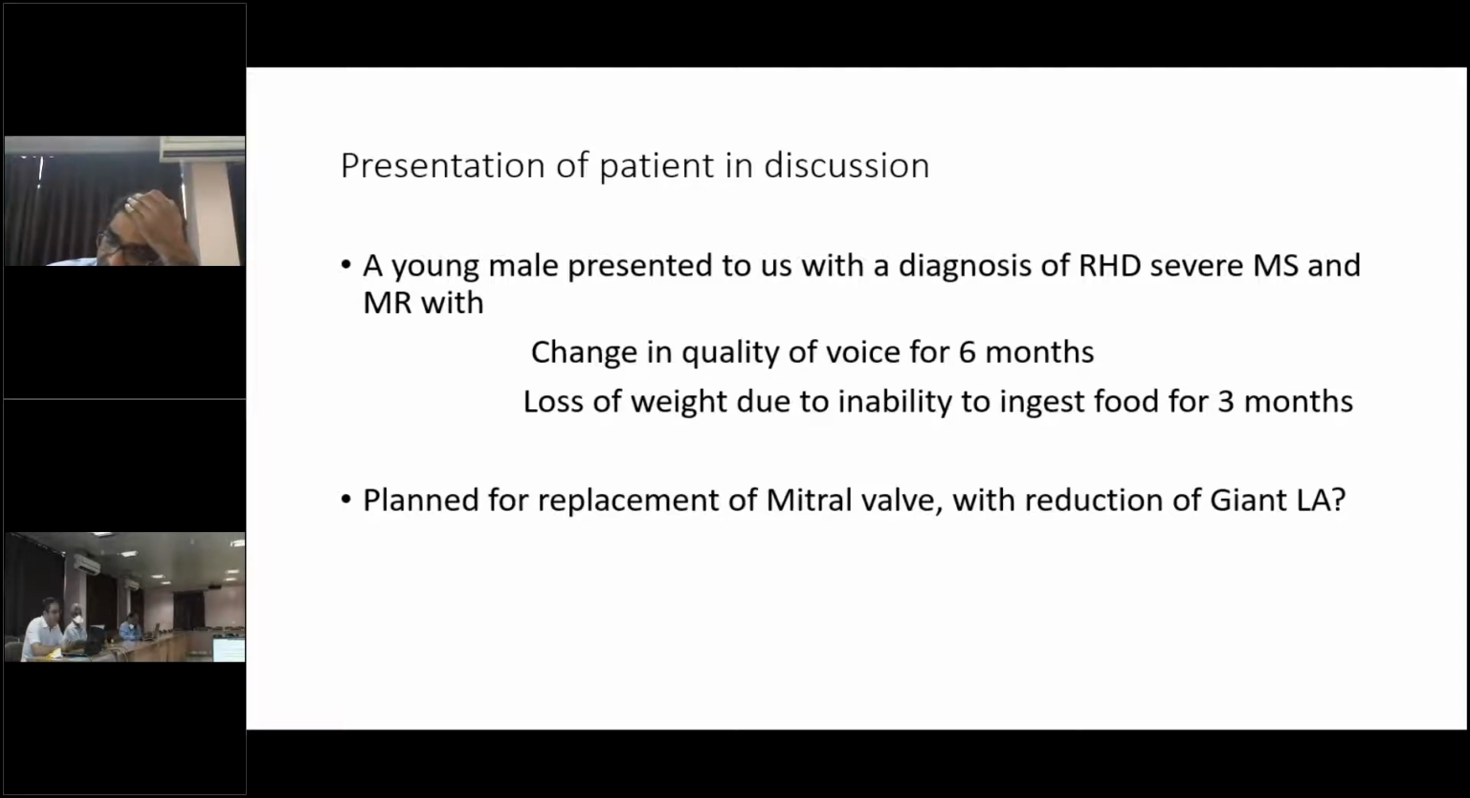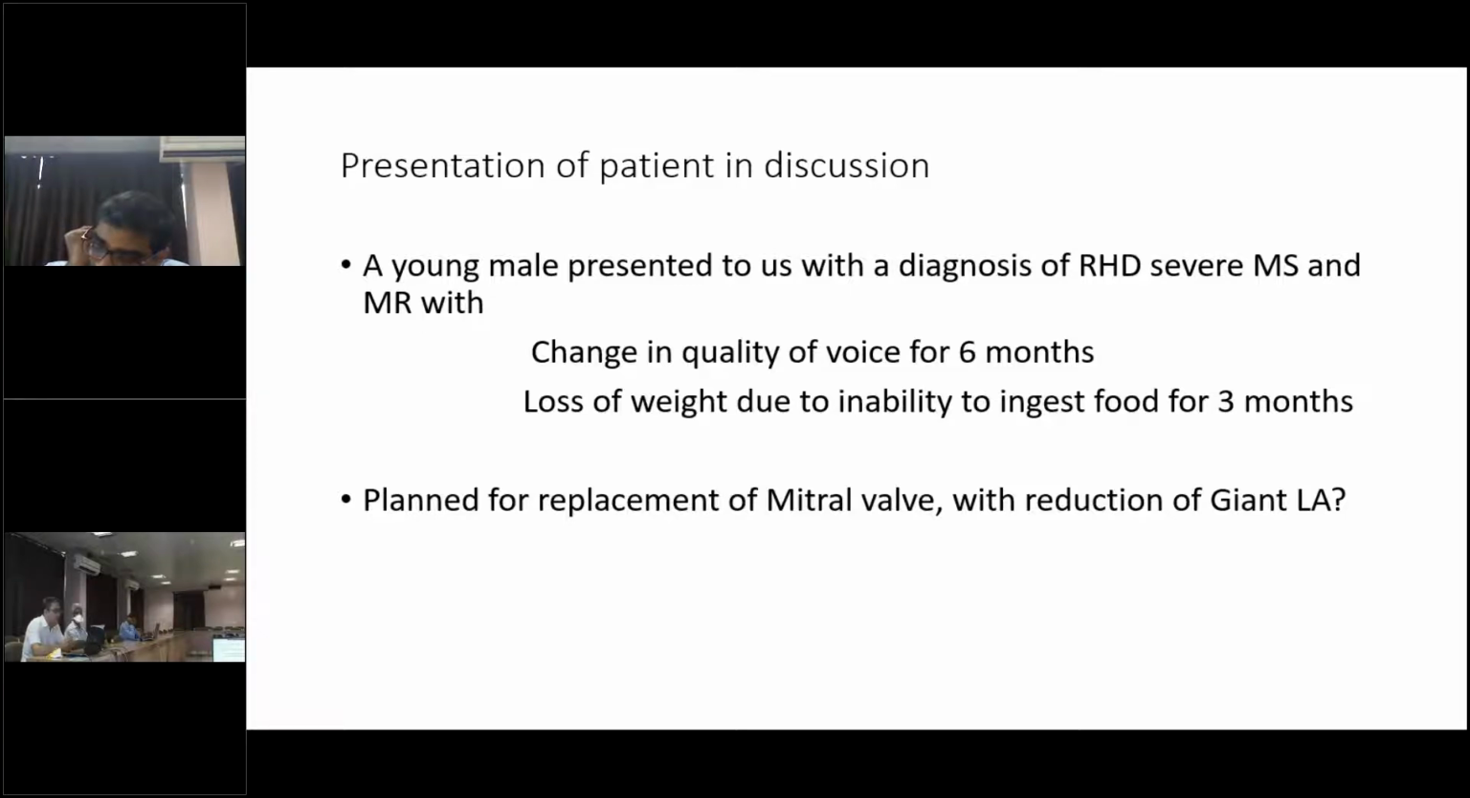The inability to ingest food is again because of compression by the left atrium on the lower part of the esophagus, and this has been described as dysphagia megalatriensis or aortica. Dysphagia lusoria is the term reserved for an aberrant right subclavian artery arising from the descending thoracic aorta, which crosses behind the esophagus and causes compression of the esophagus, and hence dysphagia.